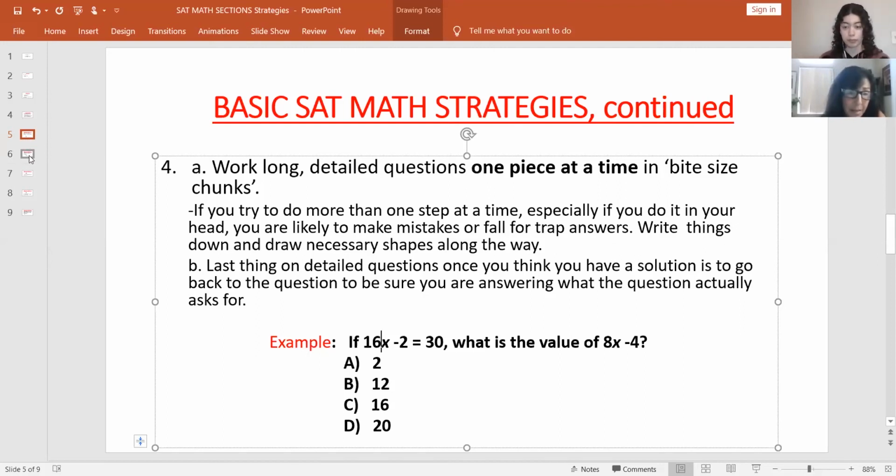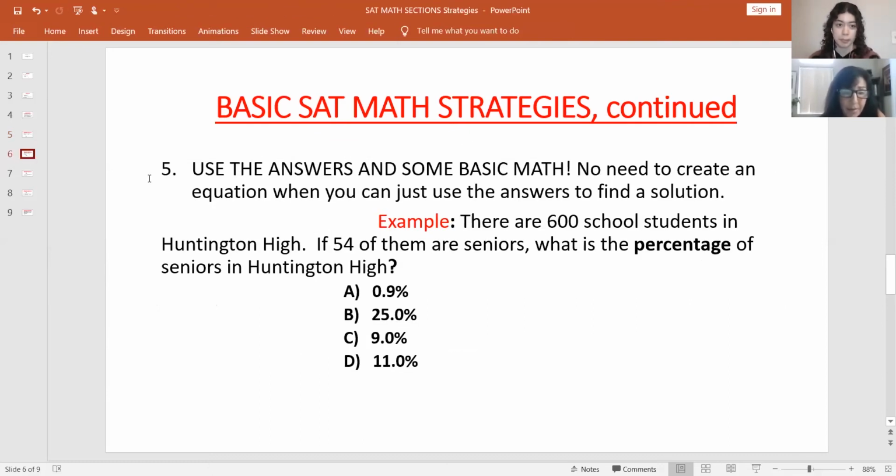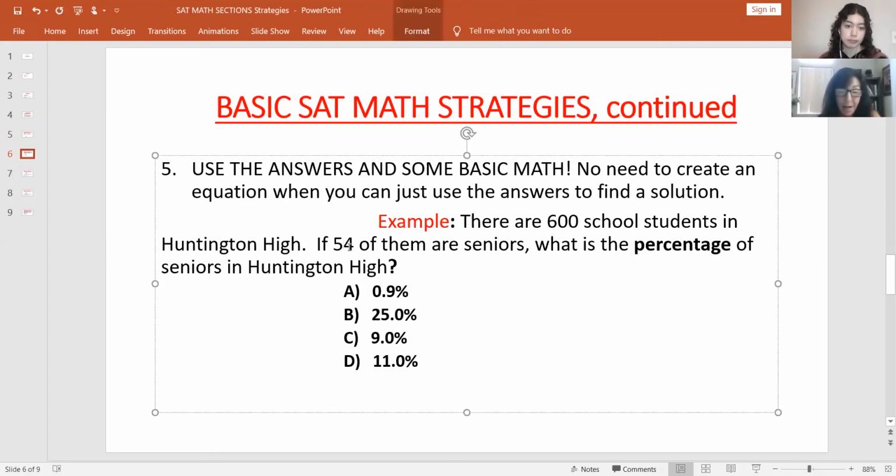Okay. Next part. Use the answers and some basic math. No need to create an equation when you can just use the answers to find a solution. On this test, there's no extra points for showing your work. Just put the answer. So that's the very basics, is you don't need to make an equation. The example says there are 600 school students in Huntington High. If 54 of them are seniors, what is the percentage of seniors in Huntington High?